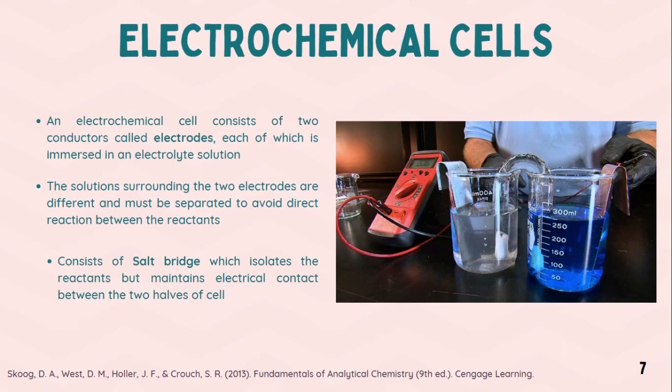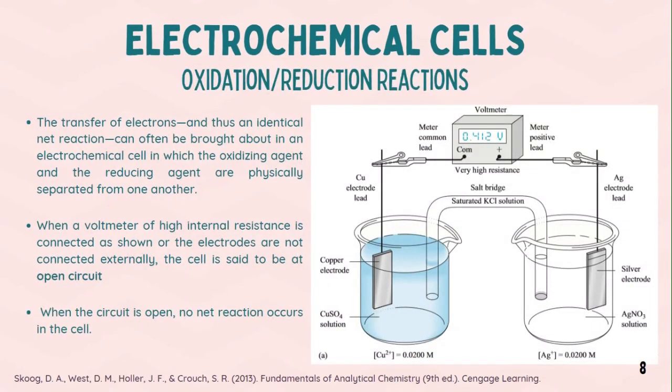An electrochemical cell consists of two conductors, which are called electrodes, each of which is immersed in an electrolyte solution. These solutions must be different and separated to avoid direct reaction between the reactants, and the most common way to do this is the use of a salt bridge between the solutions. In the figure you can see on your screen, a salt bridge was used to isolate copper sulfate solution and silver nitrate solution. The conduction of electricity from one solution to the other occurs by the migration of potassium ions in the bridge in one direction and chloride ions in the other.